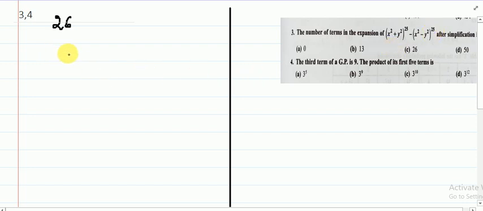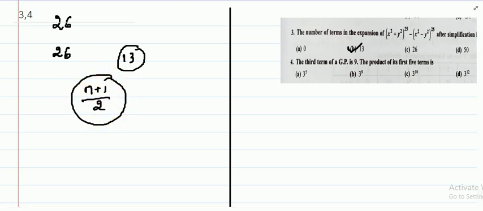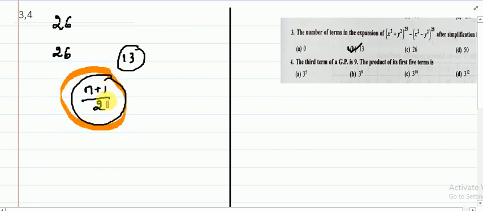Then you have minus of x square minus y square raised to 25. Therefore x square minus y square raised to 25 will also have 26 terms. But in those 26 terms, 13 terms will be positive and 13 terms will be negative. Therefore, after simplification, the 13 terms of x square plus y square raised to 25 and the 13 terms of x square minus y square raised to 25 will get cancelled. Therefore we remain with only 13 terms. You can remember this: if it is a plus b raised to n minus a minus b raised to n, then the number of terms after simplification will be n plus 1 divided by 2. This will be a very useful shortcut.